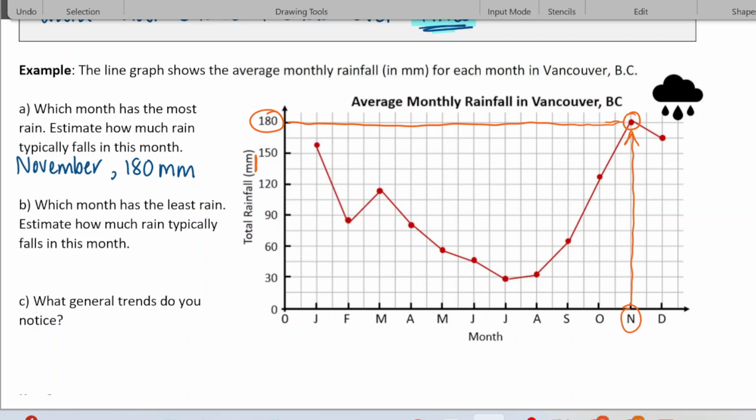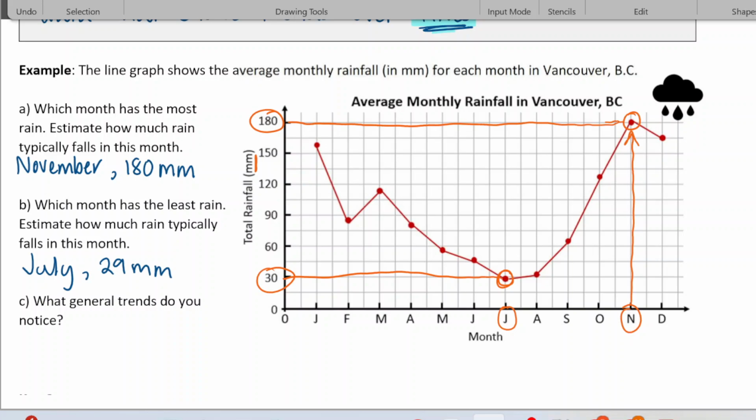Okay. Now it says which month has the least rain. So again, we're going to find the lowest data point. It looks like it's this one here. It looks like it's just a little bit less than 30. A little bit less because the point is just below the line there. And it's in July. So maybe like 29. Again, hard to tell exactly.